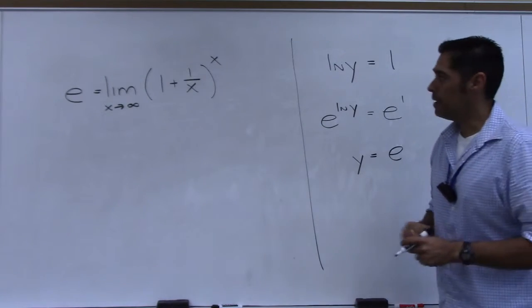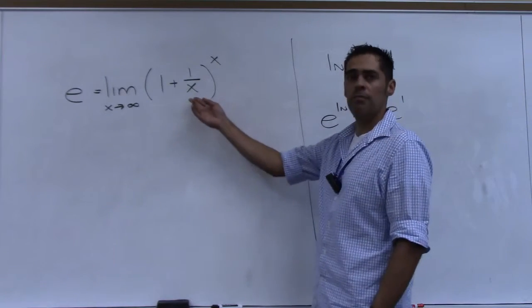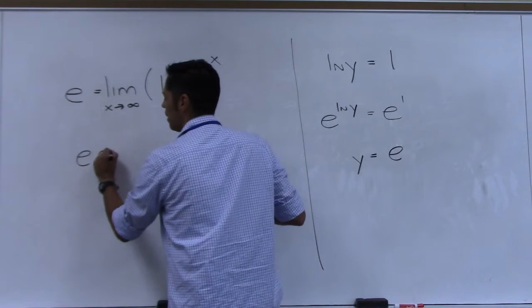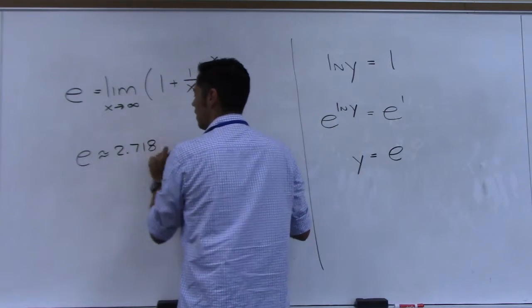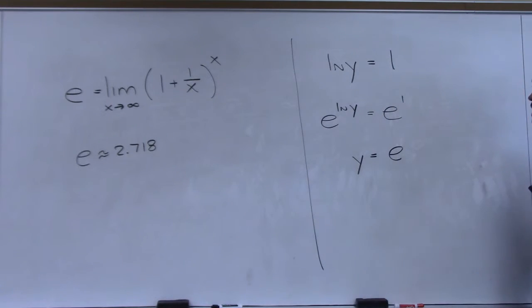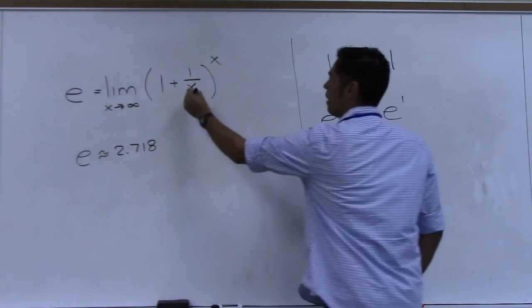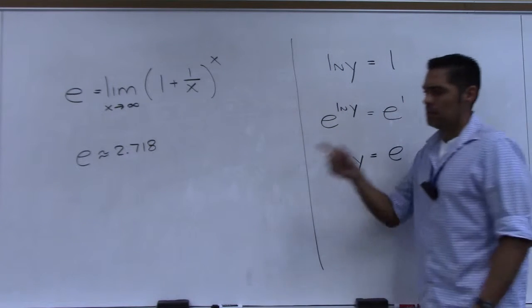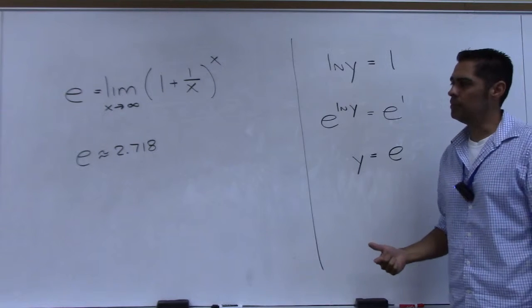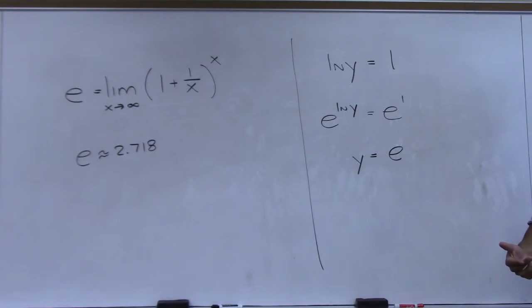Now, if you don't believe it, just pick a very big value. If you knew this already, e is approximately 2.718 something, keeps going forever. If you pick a large value of x and plug it in right here, here and here, do it on your calculator, you'll get a number that's close to 2.718. And the bigger your number is, the closer you get. Do you believe me? You'd have to do it yourself, right?